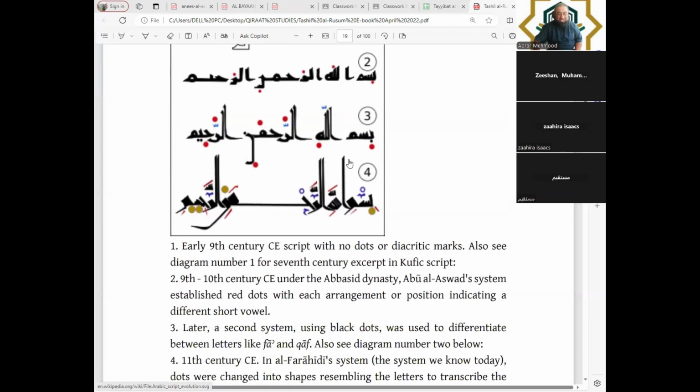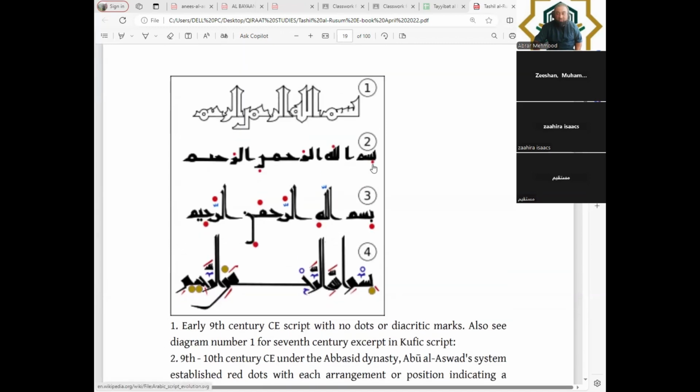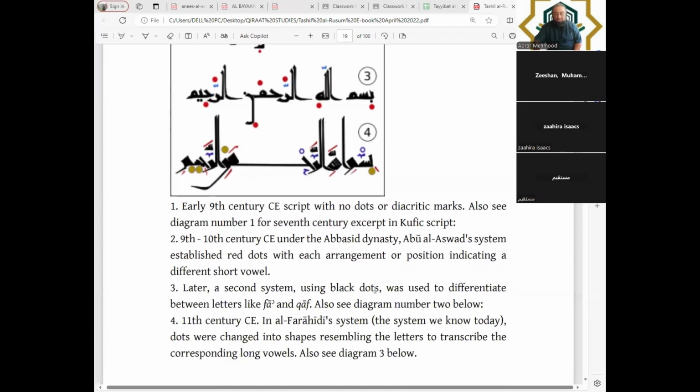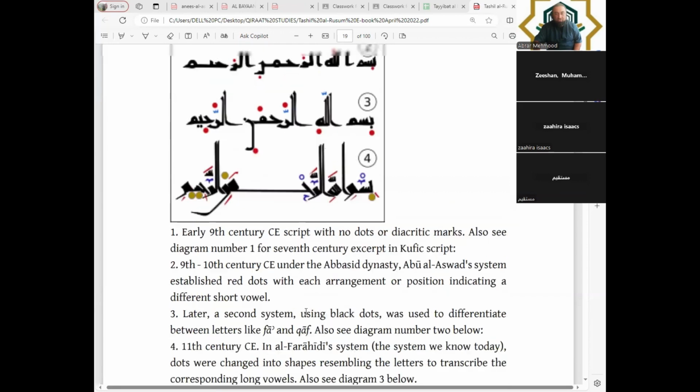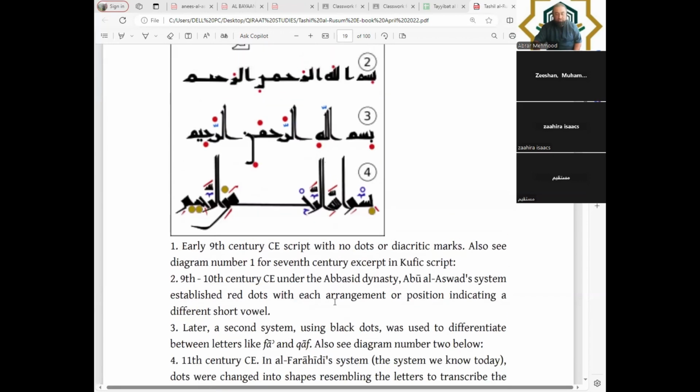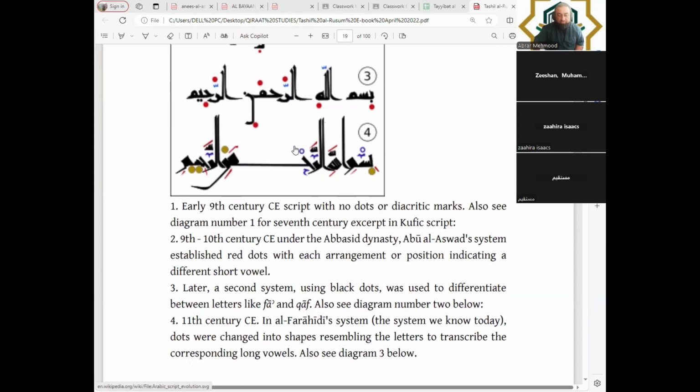Number 2, as you can see, it says here, Abul Aswad, red dots, indicating different vowels. So kasra for red dot at the bottom, fatha for red dot at the top, and so on and so forth. Okay, as you can see. Third one, black dots to differentiate between fa and qaf. This is number 3. Okay, I don't see any black dots here, but the system was introduced nevertheless. Sorry, diagram below.